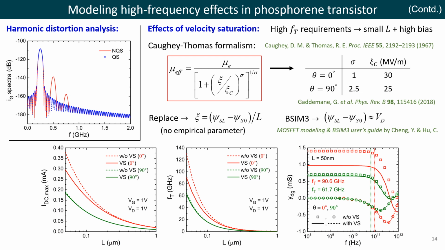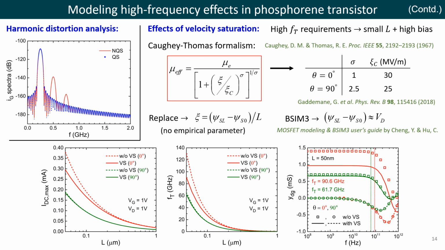To incorporate the velocity saturation, we have replaced the mobility term by mu effective in the current equation, and we have also replaced xi with psi sl minus psi s0 by L. This approach is very similar to BSIM3, however it doesn't require any empirical parameter based artificial clamping of Vd at high bias voltages.